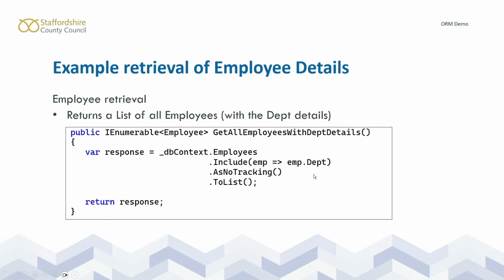So, oh, there we go. So, how to include the department details? It's very, very easy. You just use the include. So let's include all the department details. So it's exactly the same code, just with that new line, I think. Yeah, there we go. New line there. But this method's called get all employees with department details, obviously.